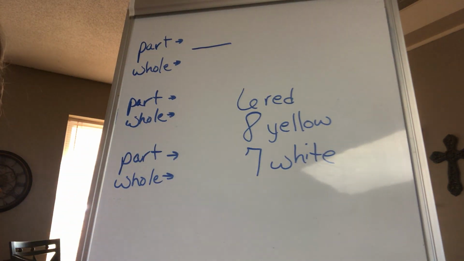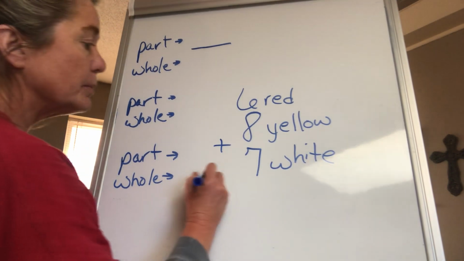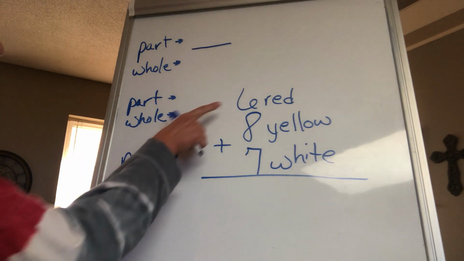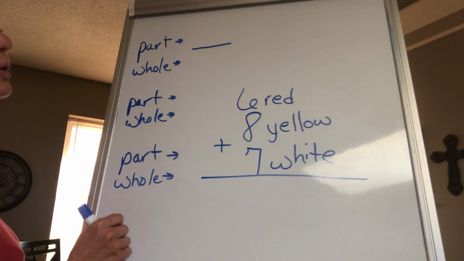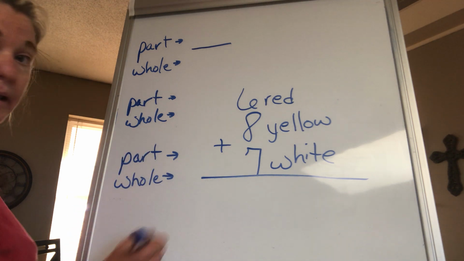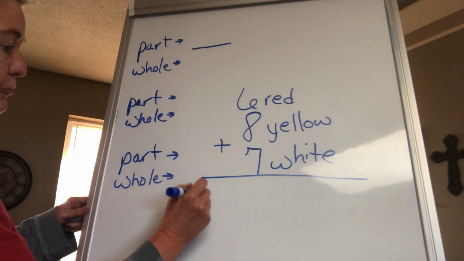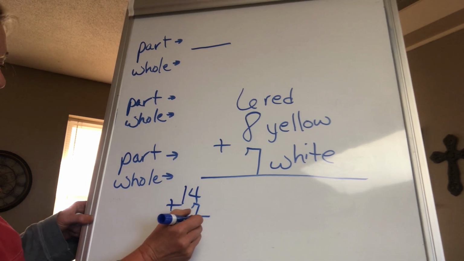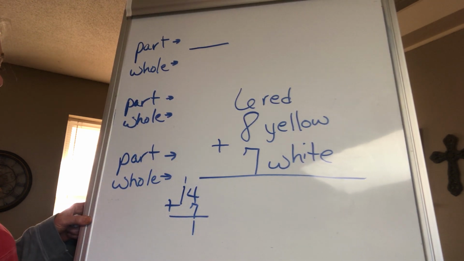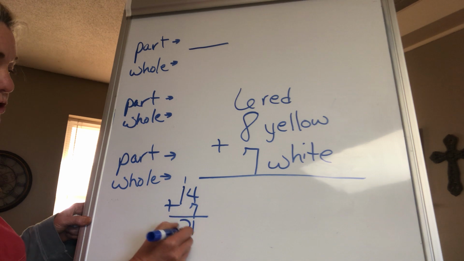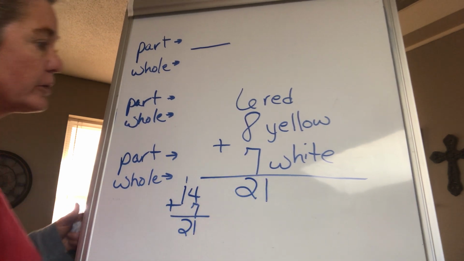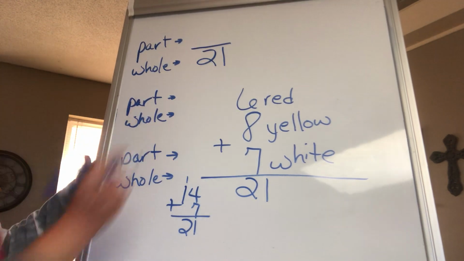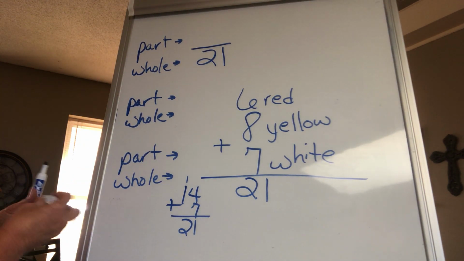So I know how many of each color she had, and if I add them up, that'll tell me how many she had in all. Tell me how many whole roses she had. So 6 plus 8 is 14. And if it helps, go to the side. 14 plus 7. 4 plus 7 is 11. And we carry our 1. 1 plus 1 is 2. So all together, Mrs. Graham had 21 roses. So there's how many whole roses we have.